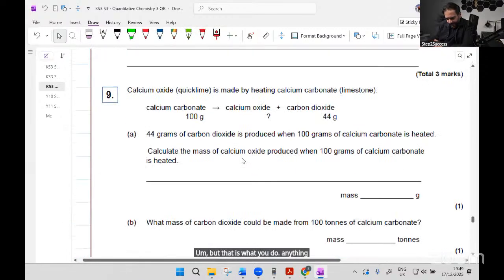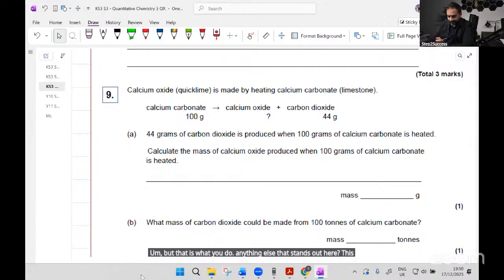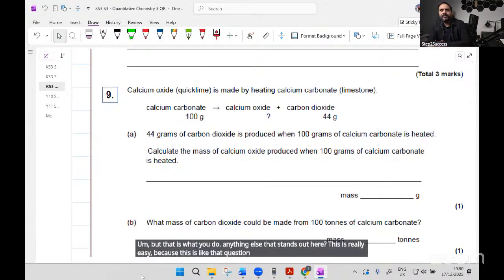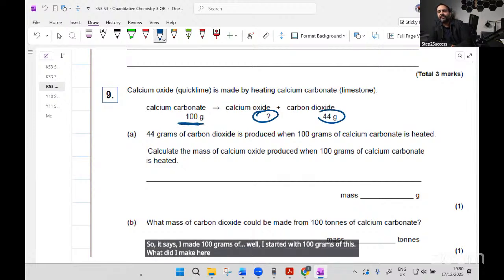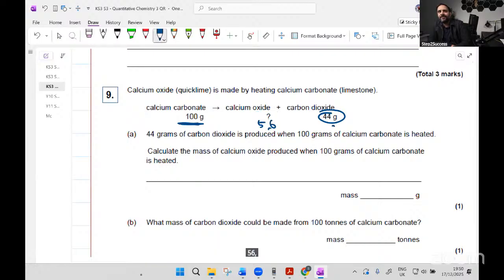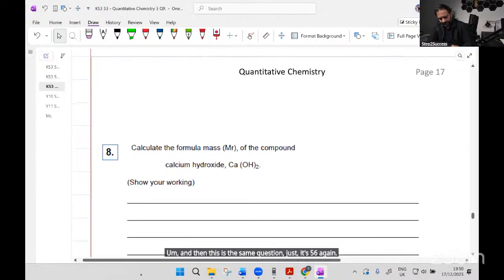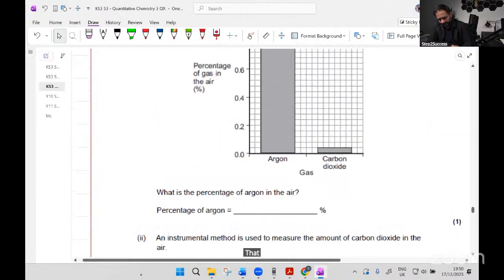Anything else that stands out here? This is really easy because it is like that question I just showed you with the 6 plus 4. It says I started with 100 grams of this. What did I make here if I made 44 there? Surely it is just 56 because it adds up to 100 over here. And then this is the same question, just 56 again. That should be easy enough.